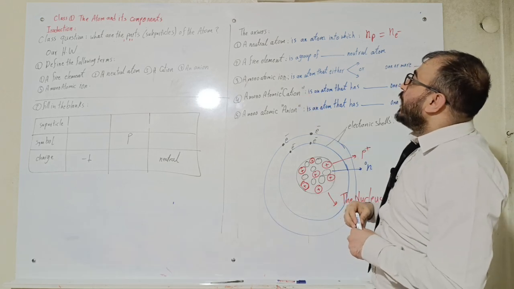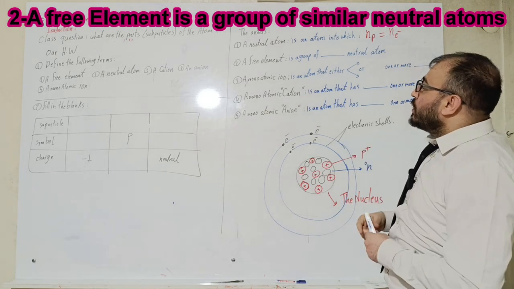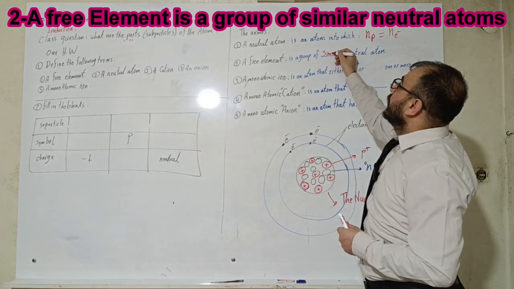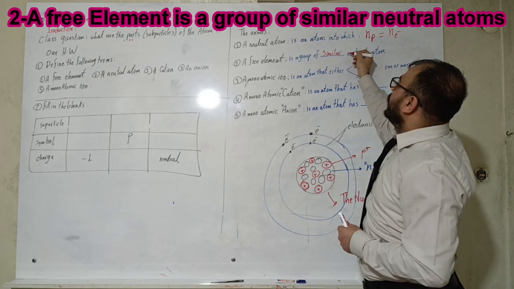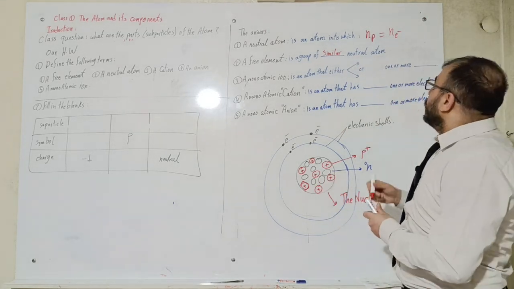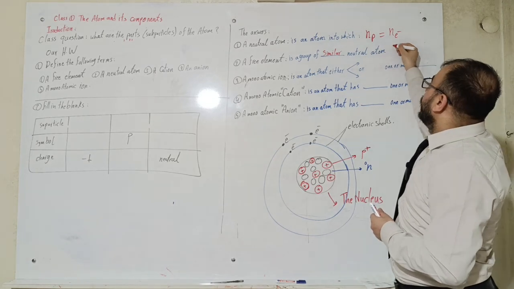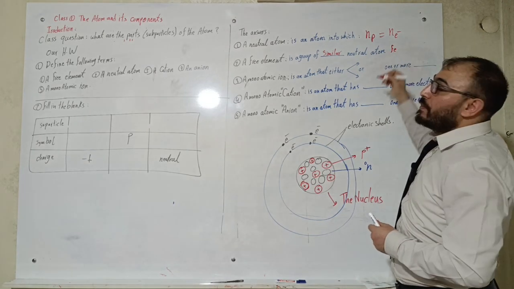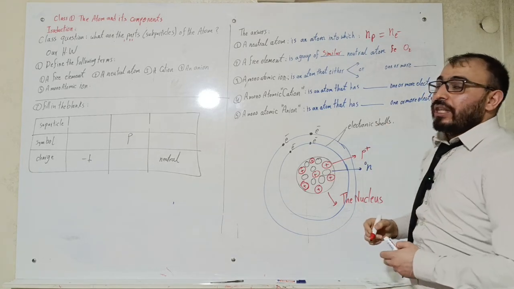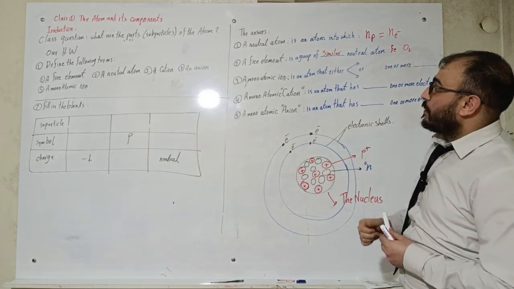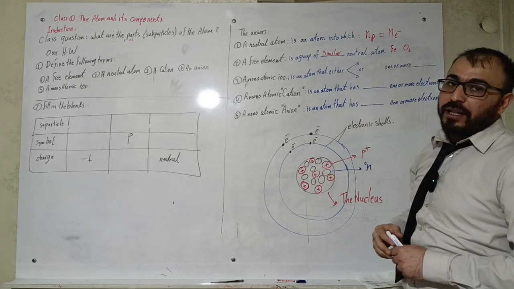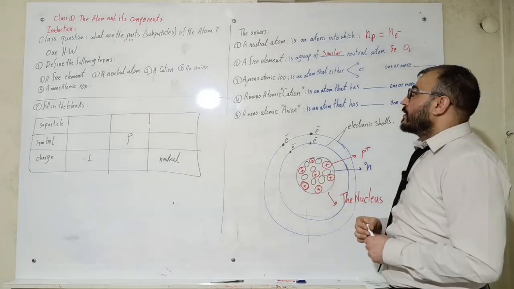Number 2, a free element. Generally, a free element, my friends, is a group of similar neutral atoms. For example, if you take a piece of iron, you are going to see all of the atoms are going to be iron atoms. Or oxygen. You see that all of the atoms belong to the same element. We are going to take the difference between elements in the upcoming classes.